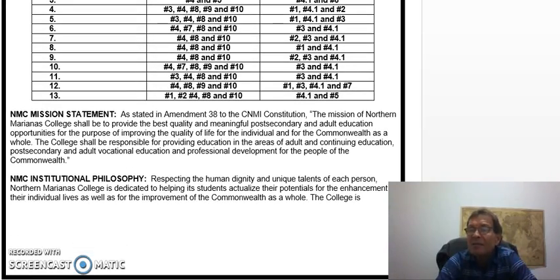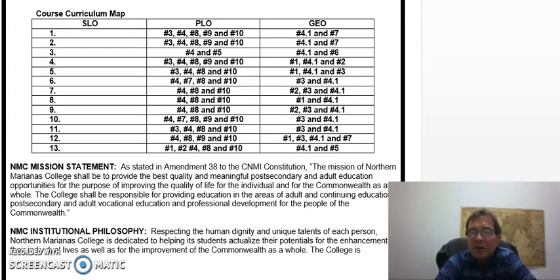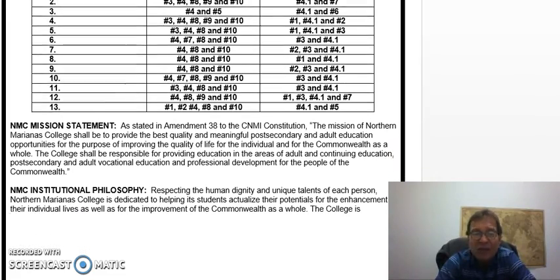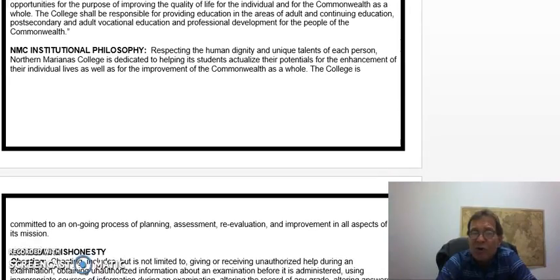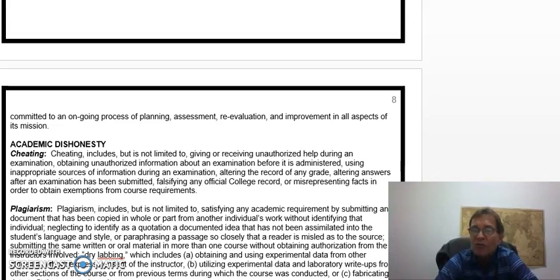And this is how it looks across the board of the entire course, from the SLOs to the PLOs to the general education outcomes. This is the mission statement of NMC. Hopefully you are receiving a quality education here at the post-secondary level. We try institutionally to recognize the unique talents of each person, and the college is constantly trying to improve this process of planning, assessment, and evaluation in all aspects of its mission.